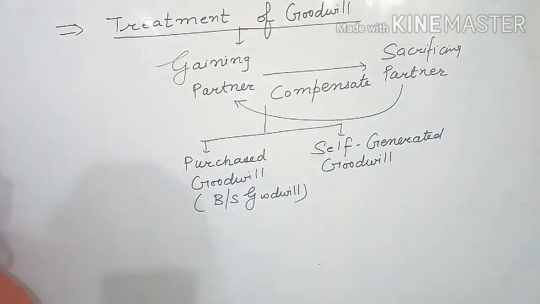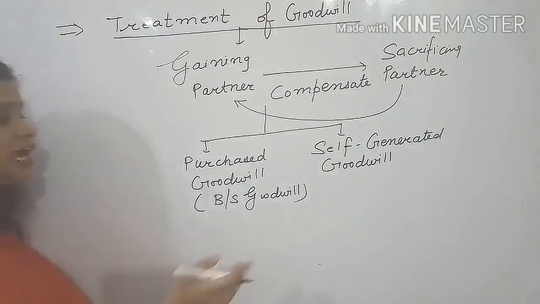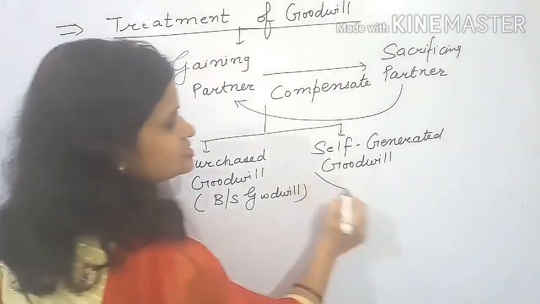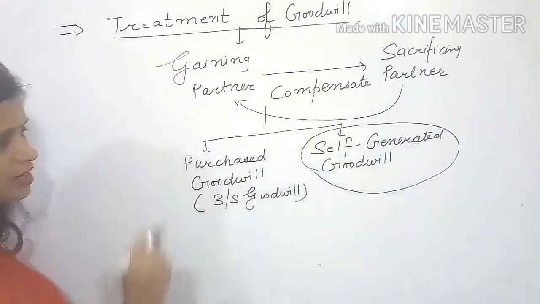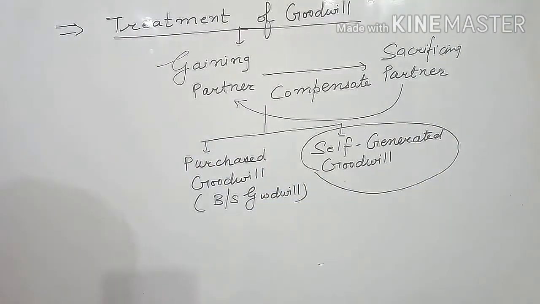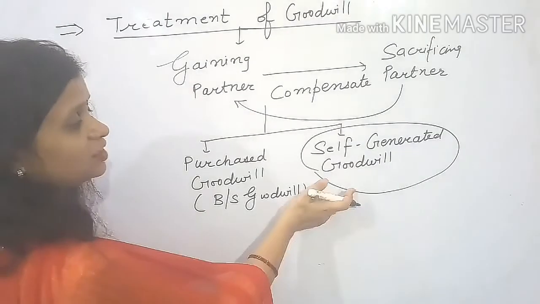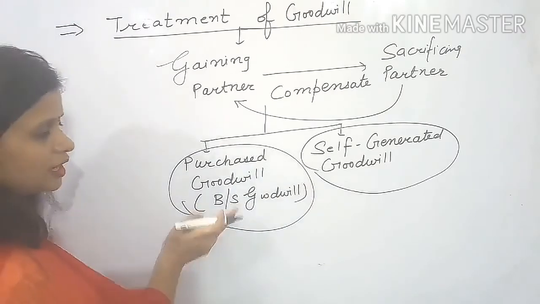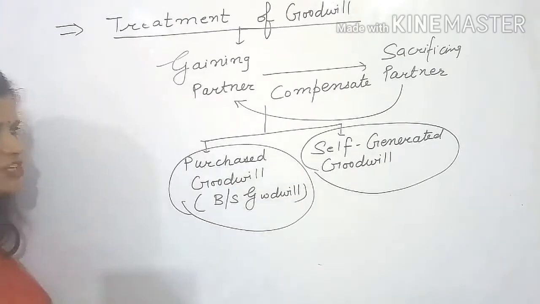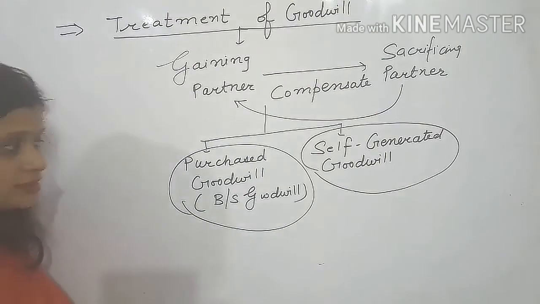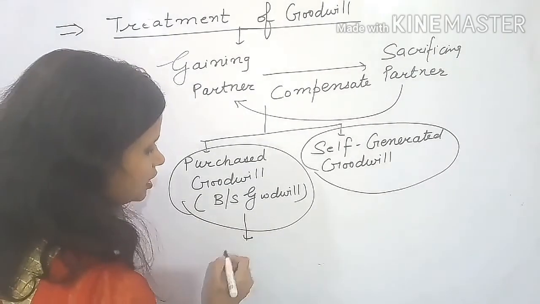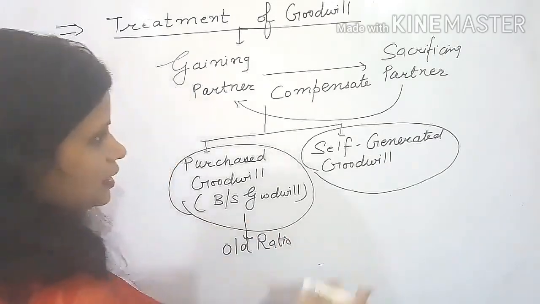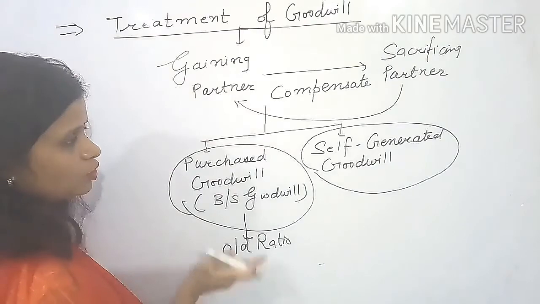Self-generated goodwill. Now, if we are valuing goodwill, we will consider the actual value of goodwill. That means the self-generated goodwill, the actual reputation that the firm now enjoys. We will have to value that goodwill. So first of all, whatever is given in the balance sheet on account of goodwill, that will be distributed among partners in which ratio? It will be distributed in old ratio.